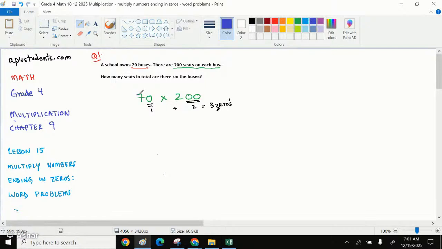We remove the zeros and we take the numbers. When we multiply, 7 is multiplied by 2. The answer comes out to be, 7 multiplied by 2 is?